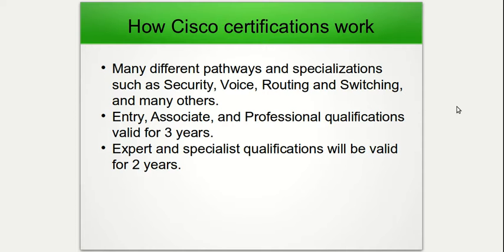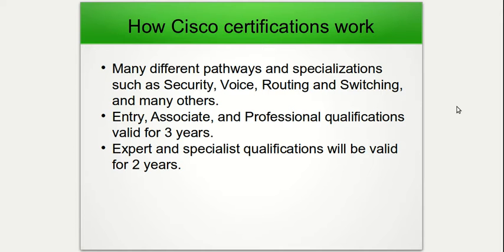There are 4 different levels for Cisco certifications: entry, associate, professional and expert. Entry, associate and professional qualifications are valid for 3 years. So if you get your CCNA, you would have to retake that CCNA exam before that 3-year time period, otherwise it becomes invalid. Expert and specialist qualifications last for 2 years, so they have to be retaken every 2 years.